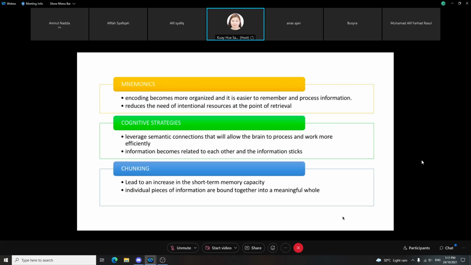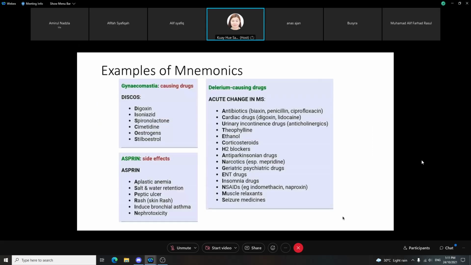What does chunking actually mean, and how do you do that? Let's just talk about mnemonics first and what they actually mean. These are all terms that you perhaps need to remember in your psychiatry posting, okay? Just part of them, not everything. So this is one of them, the causing drugs, and then how do we remember them. Perhaps it's not 100% relevant to what we use here. And then delirium causing drugs, what are they? All these, I believe you have to remember. Okay, and then the mnemonic is acute change in MS.